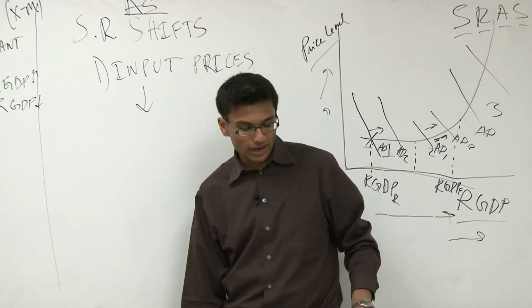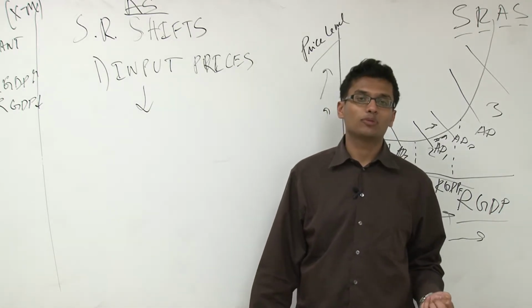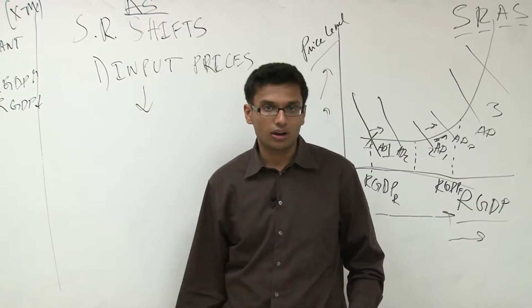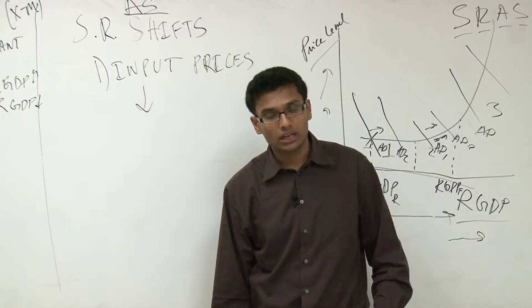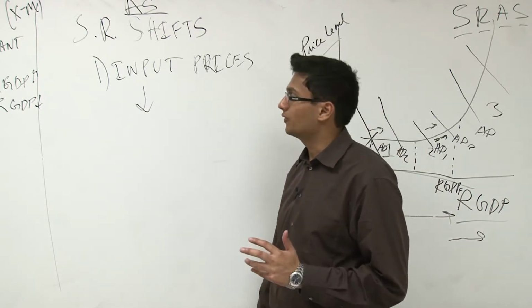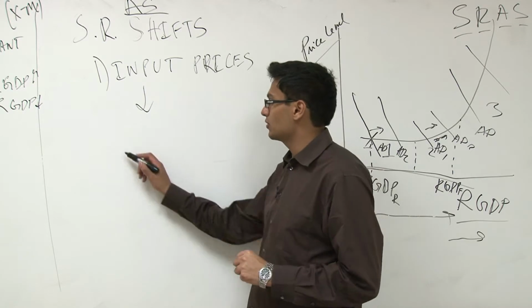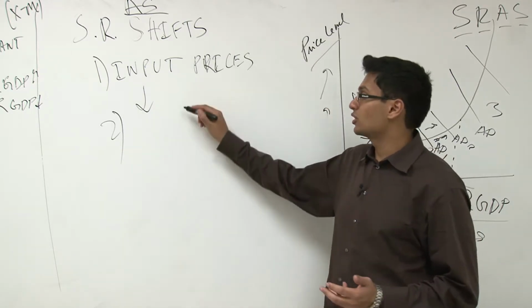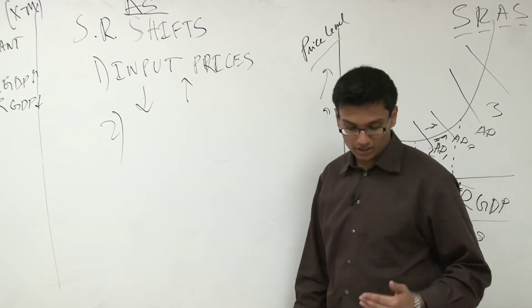what that's going to create is more profits for me. Think about it: my costs are going down, I'm charging just as much for my car, and I'm going to make more money. So your input prices will shift the AS curve to the right, or to the left: when input prices go up, AS shifts to the left.